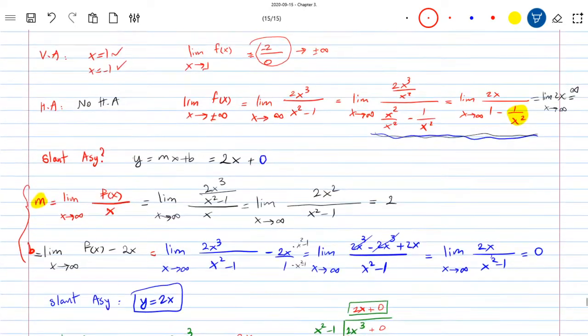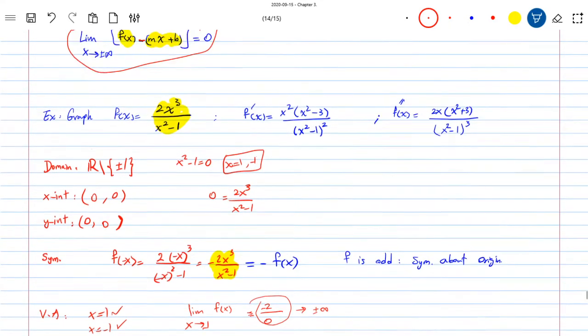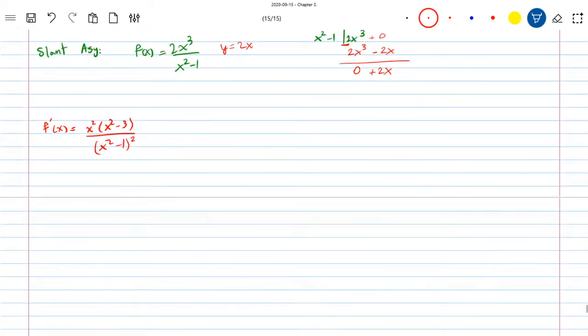Okay, so if this is the first derivative, I need to make sure I don't make a mistake. Yes, if this is the first derivative, we need to figure out the critical numbers. What are the critical numbers? Zeros of the numerator as well as zeros of the denominator.